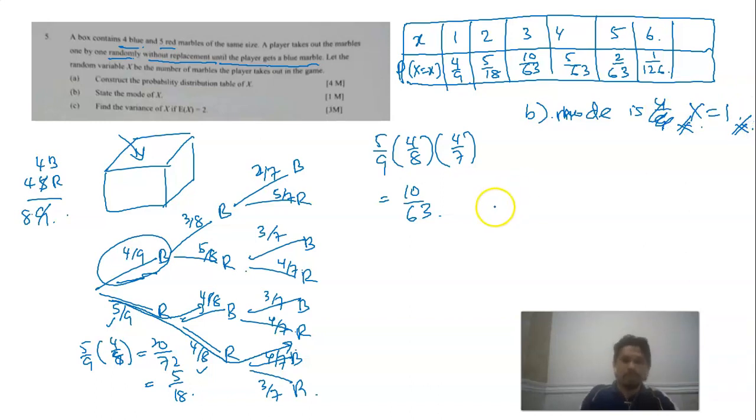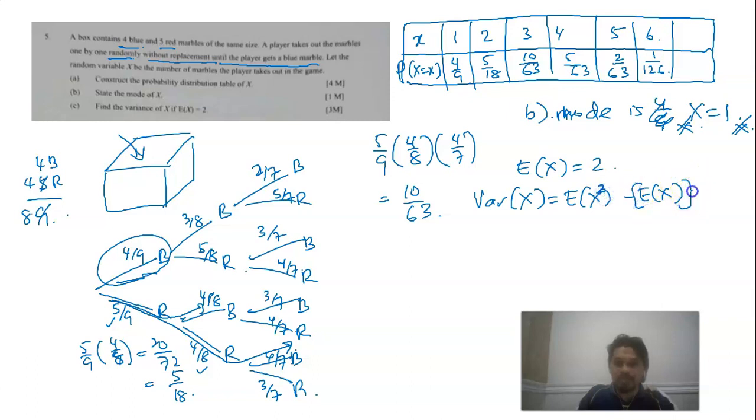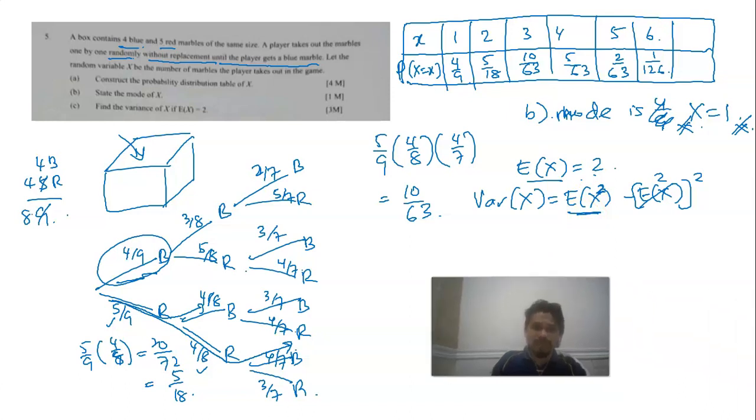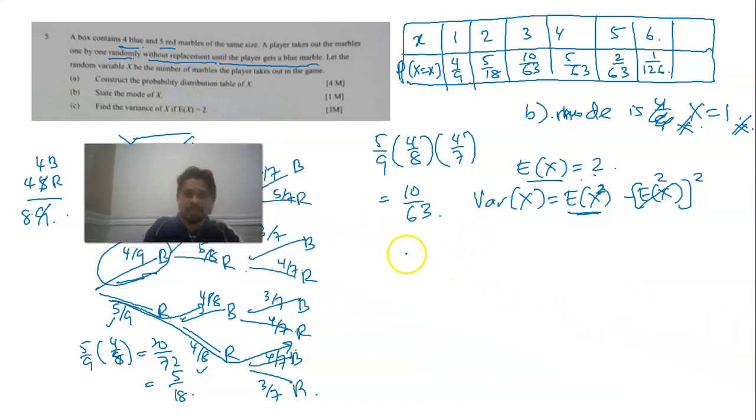Then find the variance of x if E(x) equals 2. Expected value of x equals 2. As we know, the variance of x equals E(x squared) minus E(x) in brackets squared. So E(x) we can simply substitute with 2, but then we need to find the value of E(x squared).